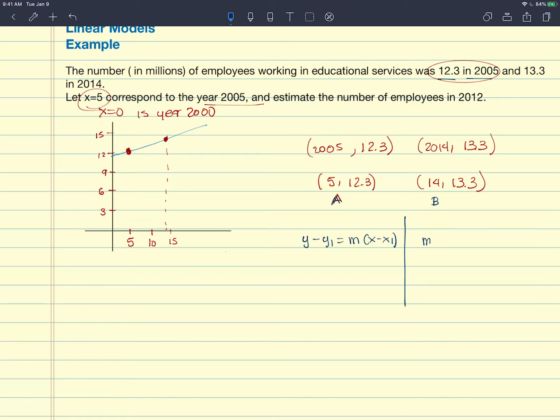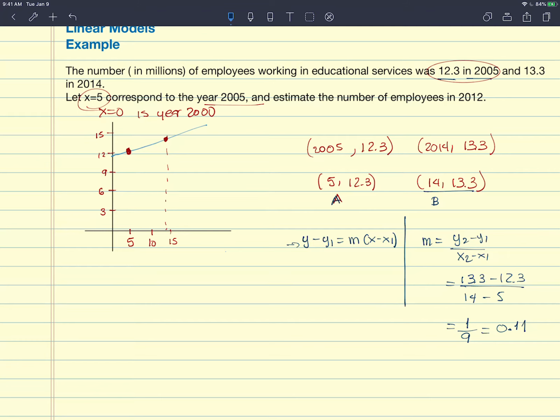So to find the slope, all I have to do is do difference of y's divided by difference of x's. I'm going to use this one as my x2, y2. So it's 13.3 minus 12.3 divided by x2, which is 14 minus 5. So this is exactly 1 divided by 9. And that, I think, is 0.11 if we round to 2 decimals. Okay, so that's my slope, and now I use that in my point slope form here.